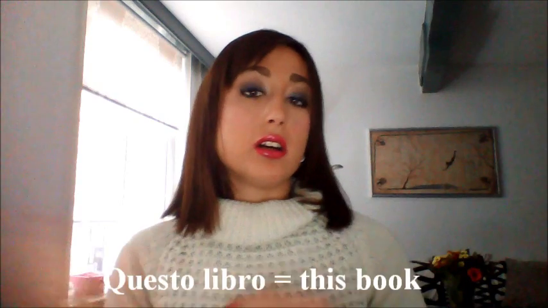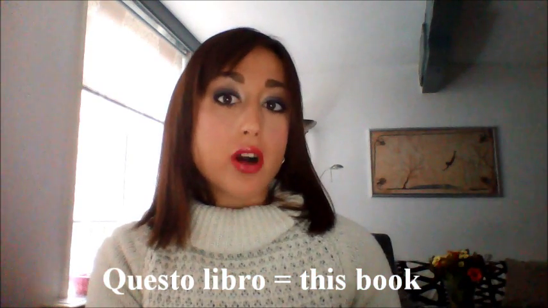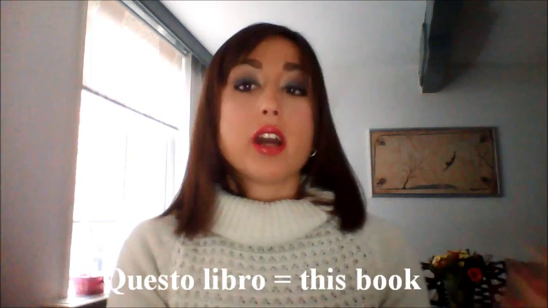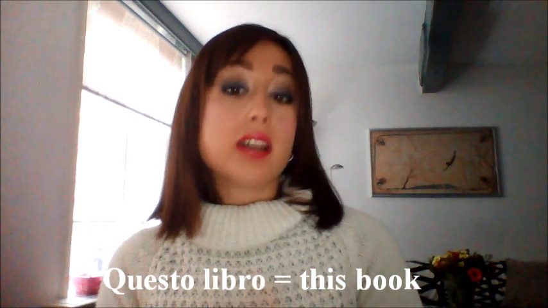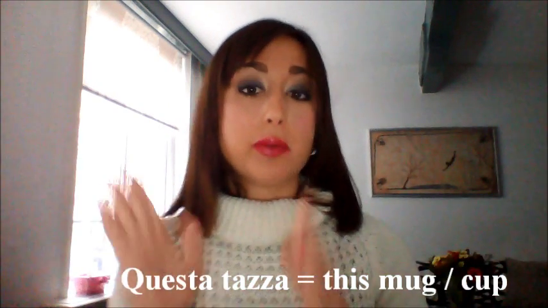Let's start by saying that questo is the male singular form, and you maybe already understood it because it ends in O, so usually something ending in O in Italian is male singular. If you want to make the female of that, it is questa. For example, you say questo libro, this book, but you say questa tazza, this mug, this cup.